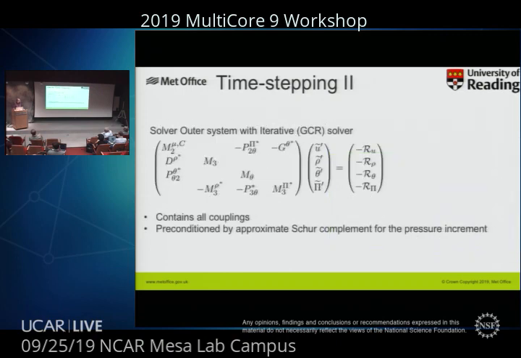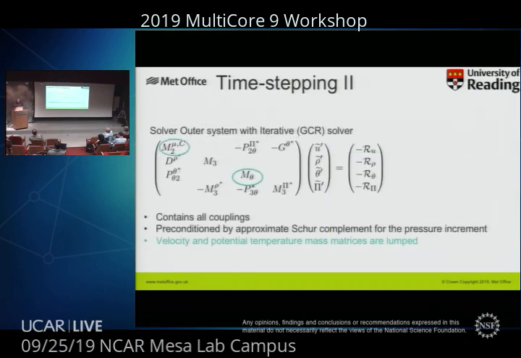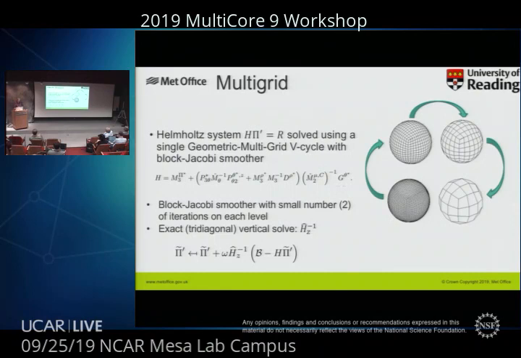So what is different is we construct a similar kind of semi-implicit time-stepping scheme. We have this big outer system, which we solve with a GCR solver, and then the pressure field itself, where we do the pressure solve as a preconditioner to the outer solve. The Helmholtz system we're going to solve using a geometric multigrid V-cycle.